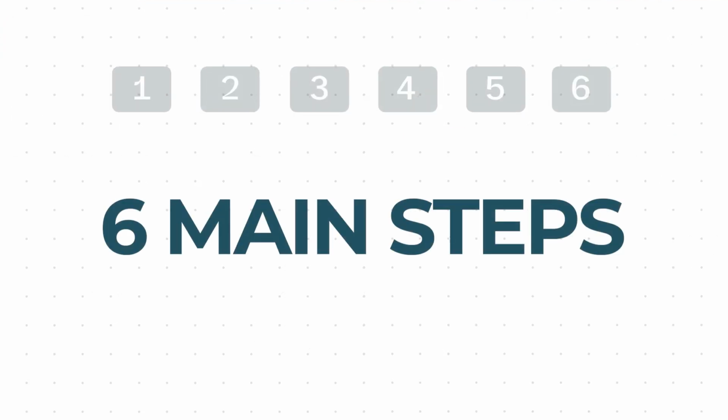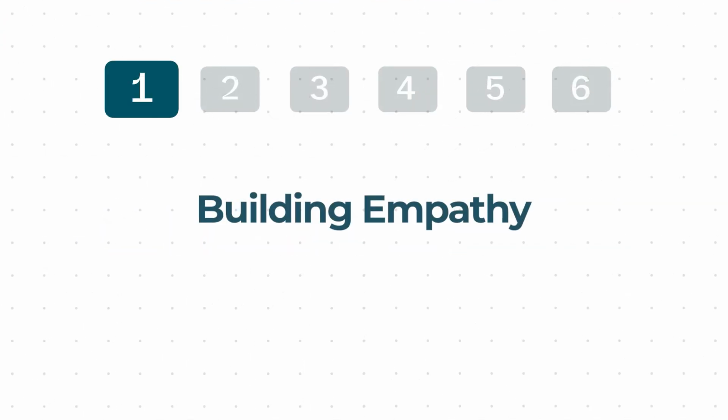Now, emotional intelligence is a big and important concept. And as you can imagine, there are a number of steps involved in teaching emotional intelligence to kids. We'll cover the 6 main steps. Step number 1, building empathy.